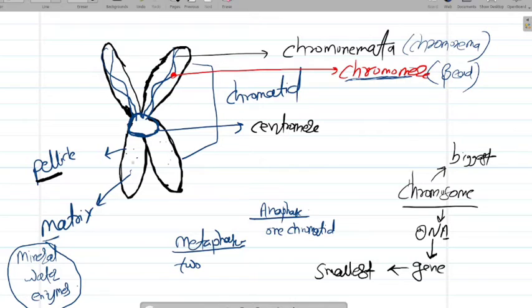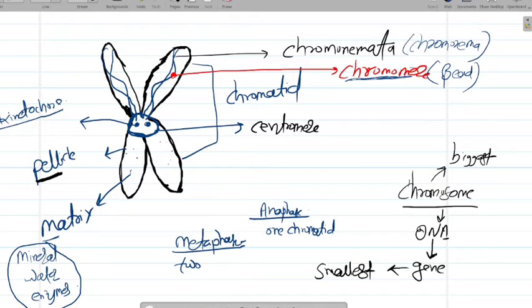Now if you come into the depth of a centromere, you can see a basic disc-like structure. It is called the kinetochore, and the kinetochore helps during cell division. It attaches the spindle fiber during cell division. Now take a look. It is the basic presentation.